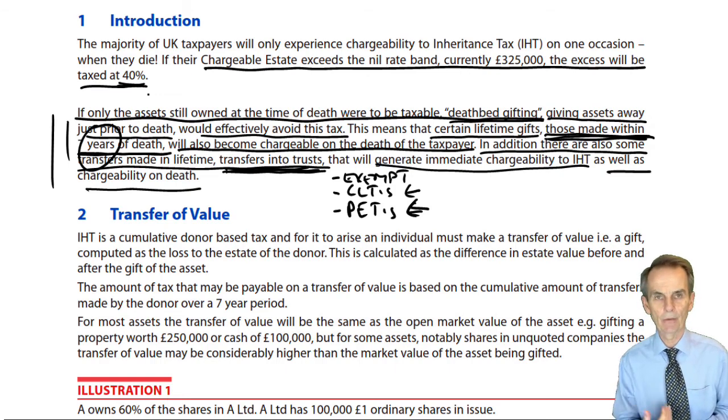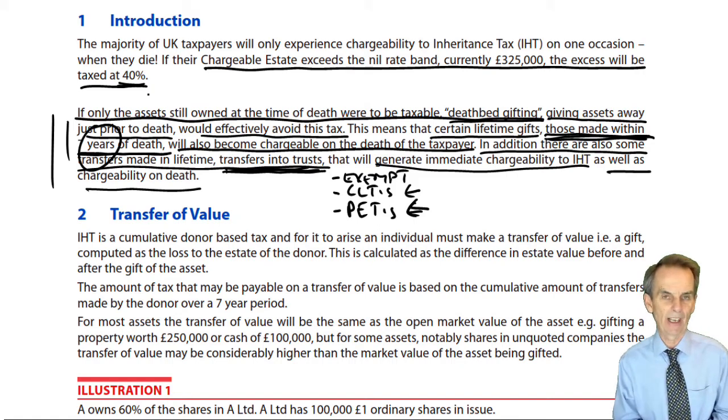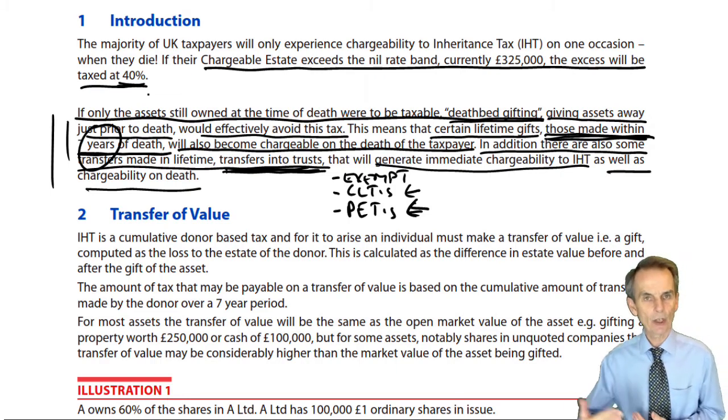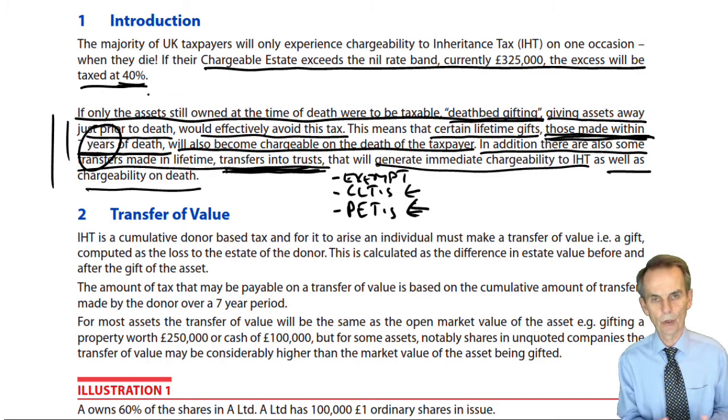A cumulative donor-based tax. We cannot look at any individual transfer made in lifetime or on death and attempt to compute the IHT thereon. It's a cumulative donor-based tax. The amount of tax to be paid has got nothing to do with the recipient of those gifts. It's everything to do with the donor.